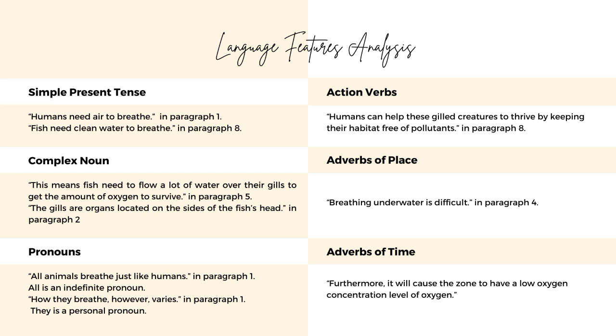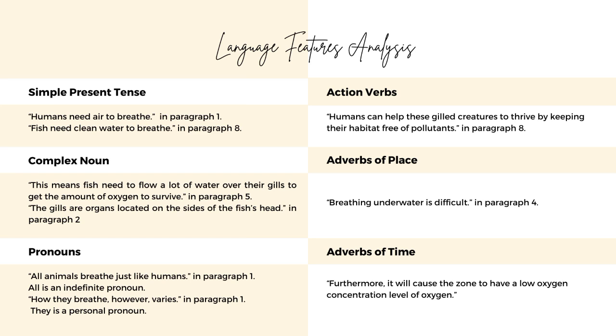First, simple present tense. The example is: humans need air to breathe in paragraph 1, fish need clean water to breathe in paragraph 8. So next, there is complex noun. The examples are: this means fish need to flow a lot of water over the gills to get the amount of oxygen to survive in paragraph 5. And the gills are organs located on the side of the fish head in paragraph 2.